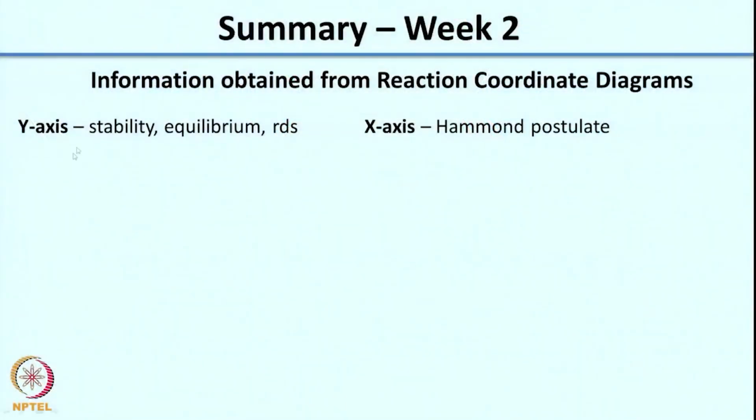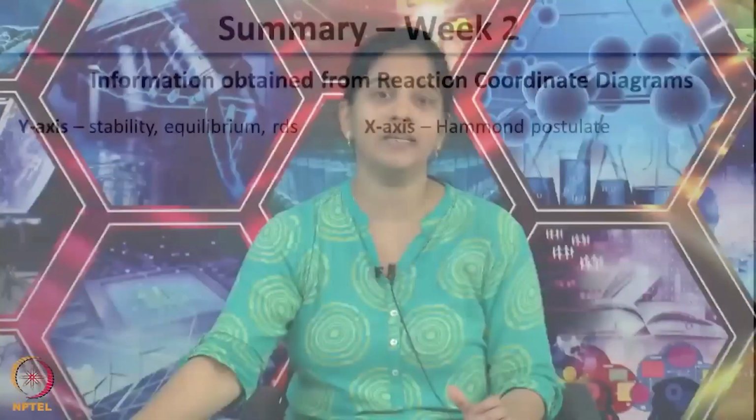And we had seen how the y axis gives us information about the stability of the reactants and the intermediates, and also whether the reaction has a tendency to be in equilibrium, and also tells us what the rate determining step is. We also looked at what information we can get from the x axis, which is the reaction coordinate. The reaction coordinate corresponds to the geometry of the compound, so it tells you about the nature of the transition state. And we had looked at the Hammond postulate to say whether the transition state resembles the reactant or the product or intermediate.